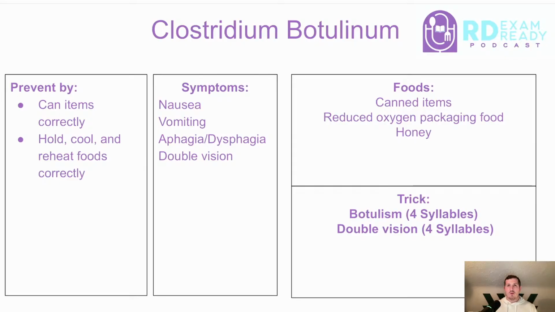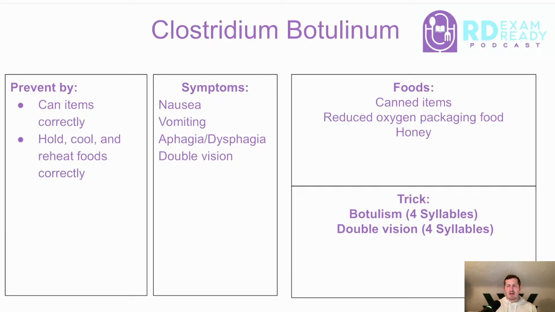So what we're seeing here over and over is anaerobic foods, foods that don't have a lot of oxygen, canned items, sous vide items. Honey is another one that we always talk about, especially for infants. I know you've all heard that multiple times there.